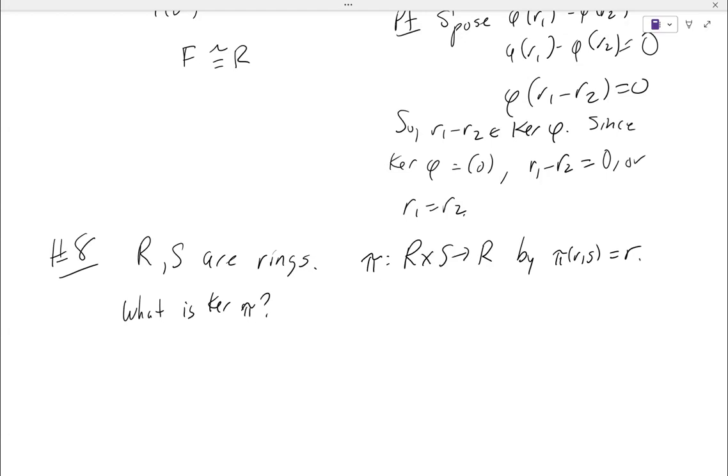Almost. You're right, in a sense. It's not quite just S because elements in your domain are ordered pairs. What would it be? 0, s. It's got 0 comma s for all s in S. You actually got to the whole point of the problem when you said just S. Your kernel is the set of all (0, s) such that s is in S.